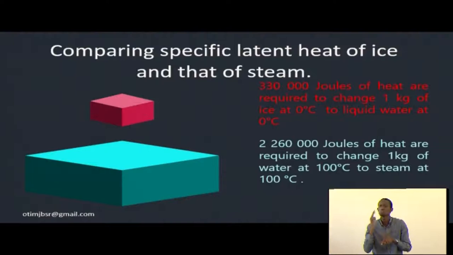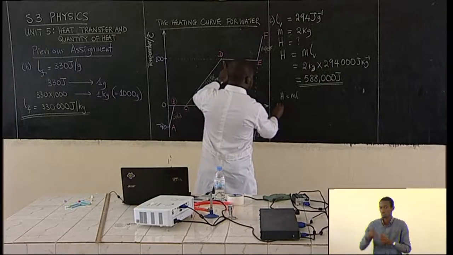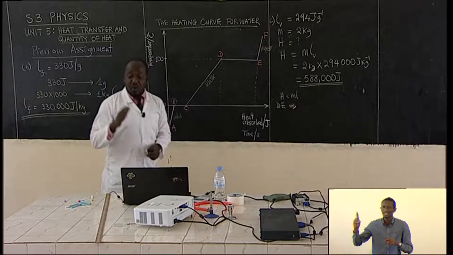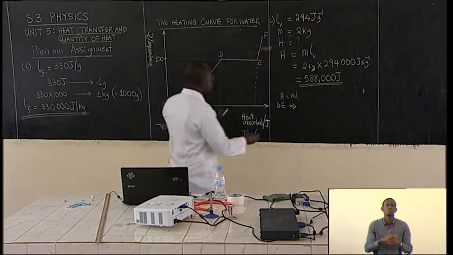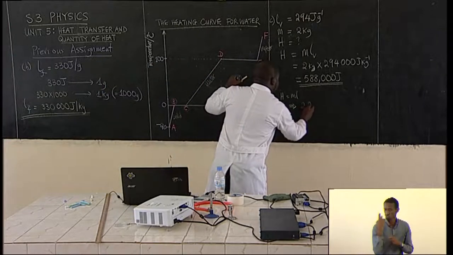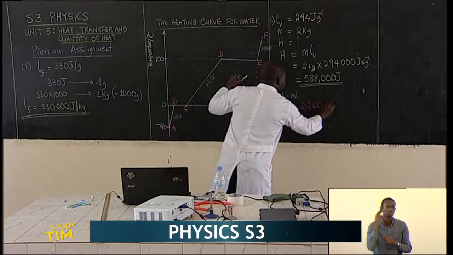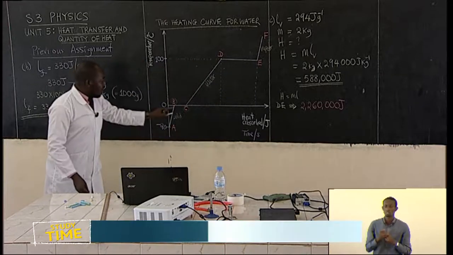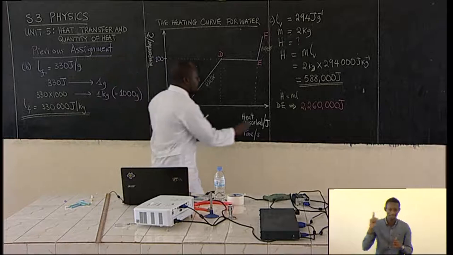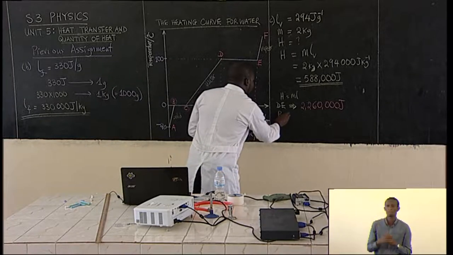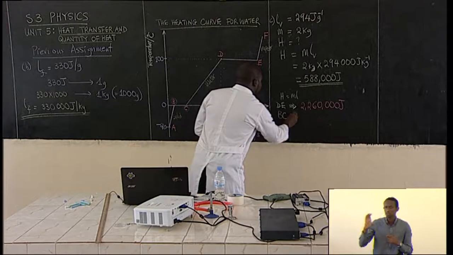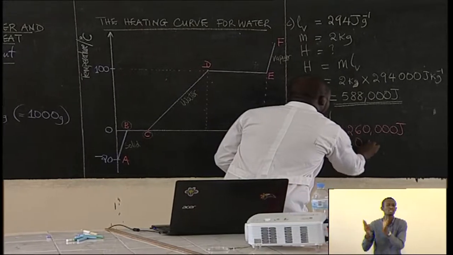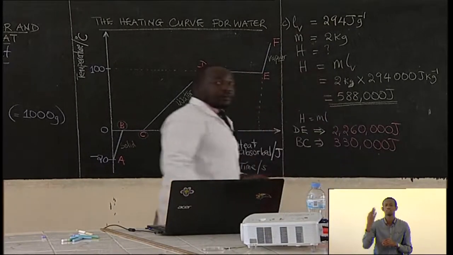It means that from D up to E, what amount of heat is going to be absorbed by 1 kilogram of water? It is going to be 2,260,000 joules. That is from D to E. Now, compare that with from B to C. B to C, we are looking at specific latent heat of fusion of ice. So from B to C, for 1 kilogram, we are going to have 330,000 joules. Do you look at that?